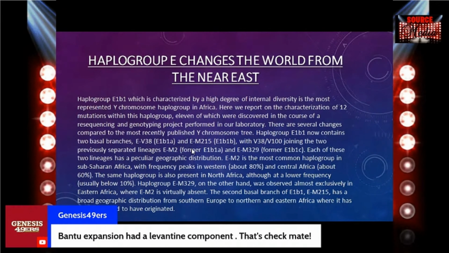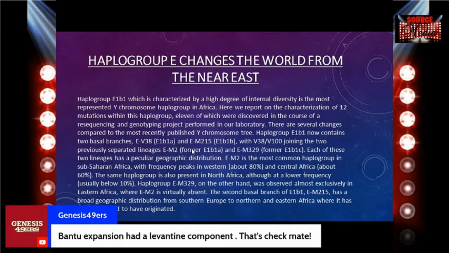Each of these 2 lineages has a peculiar geographic distribution. EM2 is the most common haplogroup in sub-Saharan Africa, with frequency peaks in Western Africa, which of course is E1B1A, and Central Africa. We know that from the Bantu expansion. The same haplogroup is also present in North Africa, although at a low frequency, usually below 10%. Haplogroup EM329, which is E1B1A2, on the other hand, was observed almost exclusively in Eastern Africa, where EM2 is virtually absent.